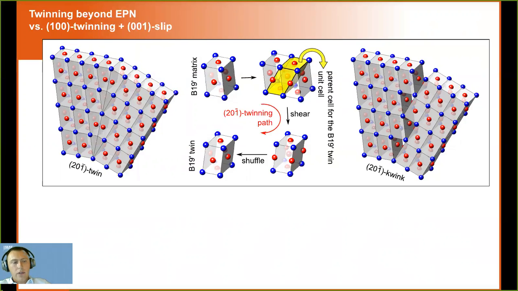I do not have time to spend here on the details, but the 2O-1 twin is twinning so-called beyond the Ericksen-Pitteri neighborhood, which means you are not transforming one unit cell into another, but you need to combine several unit cells of the parent orientation to form a twin. So it's somehow sketched here. You need some quite large shear of this newly composed cell, and then you need a massive shuffle.